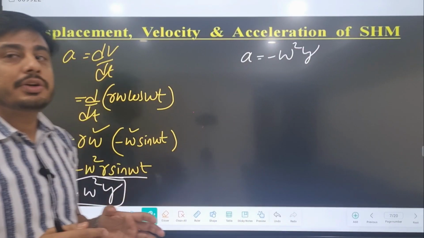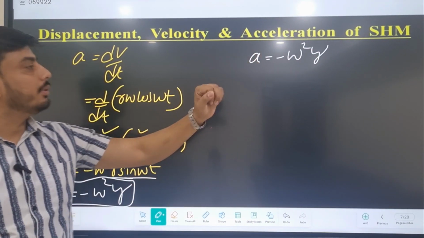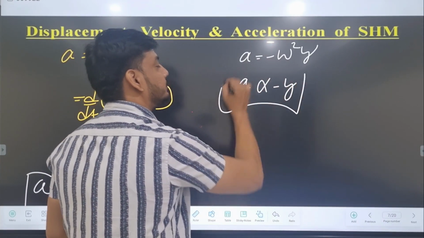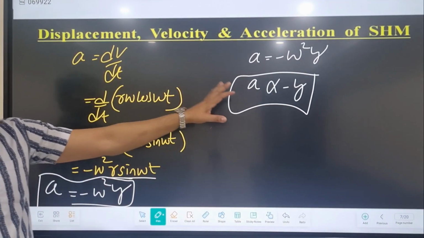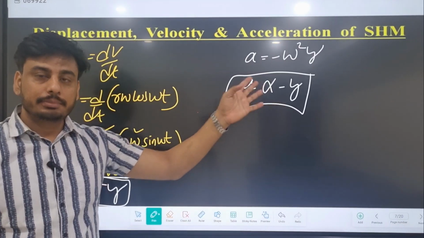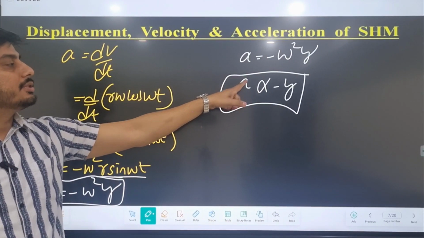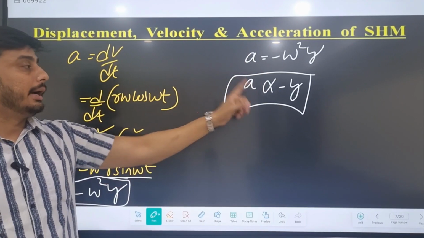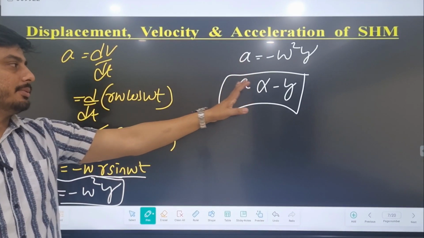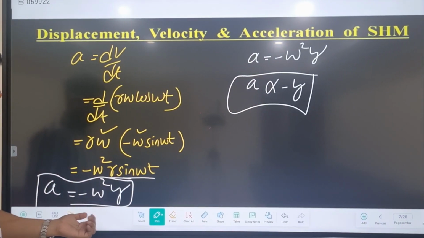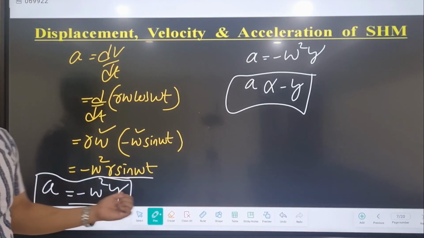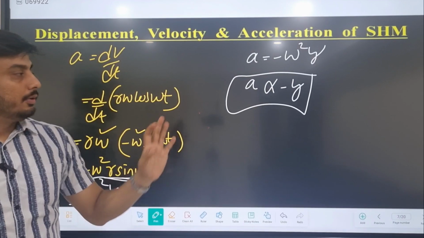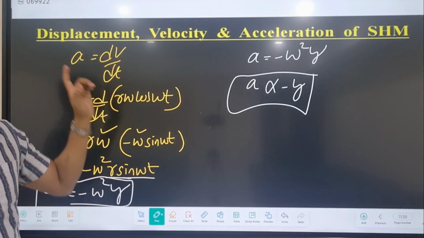So acceleration we get: a equals minus omega square y. Since angular frequency or angular velocity omega is a constant quantity, we can directly write a is proportional to minus y. This is what we discussed in simple harmonic motion. In simple harmonic motion, acceleration is always directly proportional to displacement, but both are in opposite directions. That's why there is a negative sign. So mathematically also we get the expression a equals minus omega square y. So a is proportional to minus y. I hope up to this everything is clear.